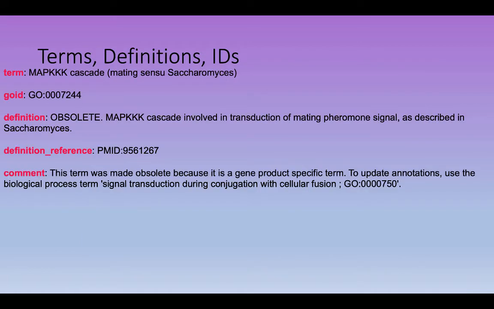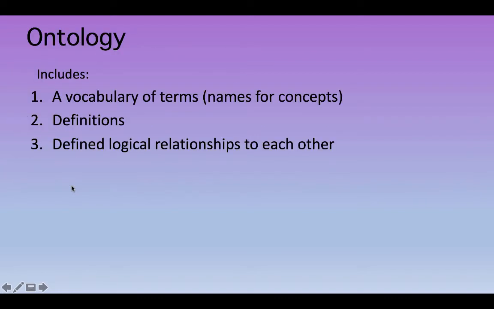If we actually look at what an entry in the GO looks like, it usually has a term associated with it, some sort of ID, a definition, some information on where that reference came from, and then often some comments associated with it. Ontologies typically will include a vocabulary of terms or names of concepts, definitions, and then logical relationships to each other. Right, so this is a structure of how any ontology works.